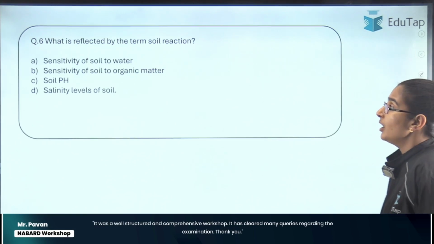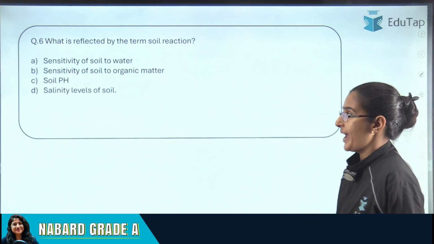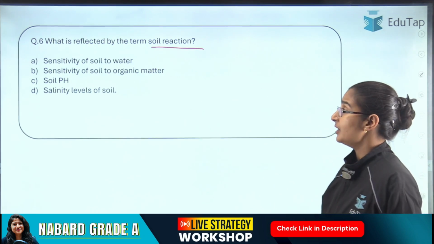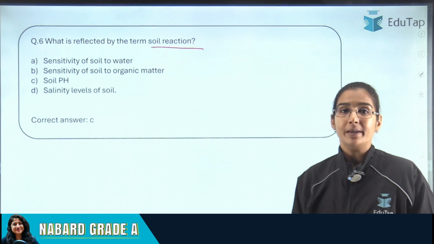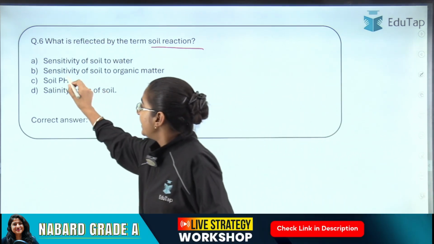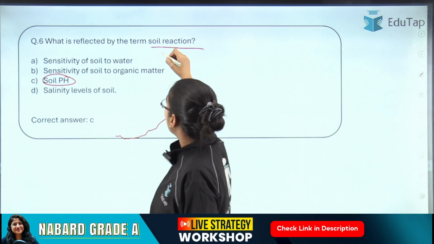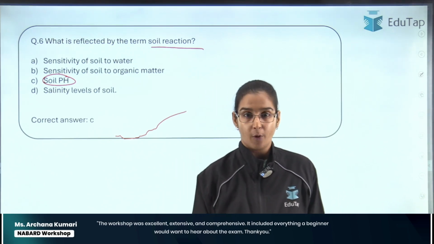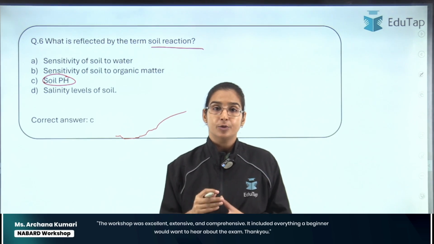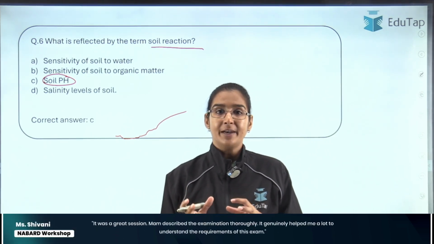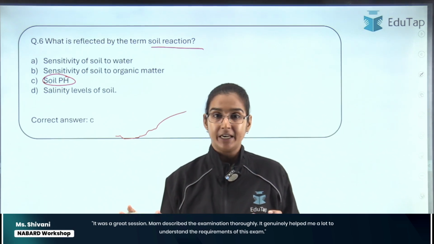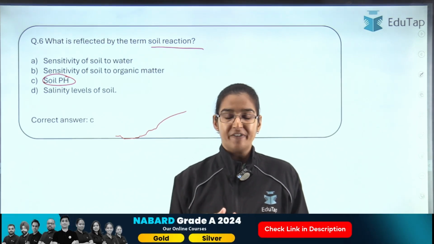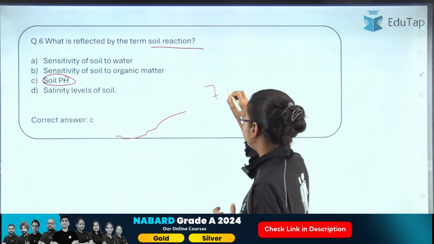It says, what is reflected by the term soil reaction? Okay, so soil reaction means what? So here the answer is option number C, soil pH, right? Now soil pH is what we call soil reaction also. Now what is soil pH and why is soil pH important? We are going to discuss here, right? See students, what is soil pH? Soils can be acidic or they can be basic, alkaline in nature, on the basis of their pH. Most of the crops prefer neutral pH of 7, right?